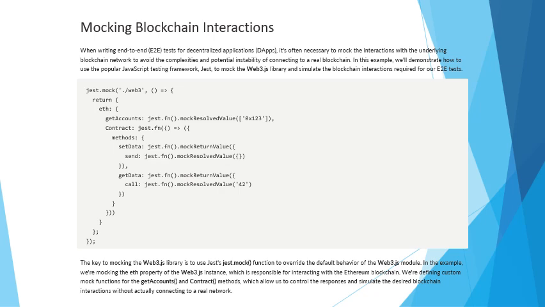The key to mocking the web3.js library is to use the jest.mock function to override the default behavior of the web3.js module. In this example, we're mocking the eth property of the web3.js instance, which is responsible for interacting with the Ethereum blockchain. We are defining custom mock functions for the getAccounts and contract methods, which allow us to control the responses and simulate the desired blockchain interactions without actually connecting to a real network.